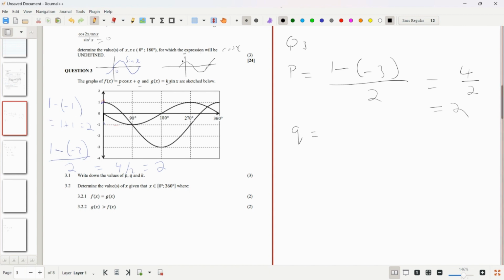So q, we check if this graph was shifted down or shifted up, right? We can see that here we have 1, here we have -3. So it means it has been shifted down. Like how many units? So we can see from here, it was supposed to be here at 2 and -2. So it has been shifted down 1 unit. So q has to be what? -1, right? q will be -1. And what about k?